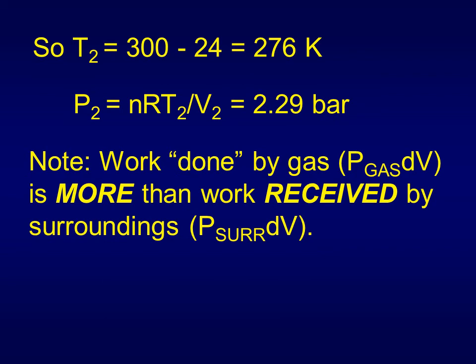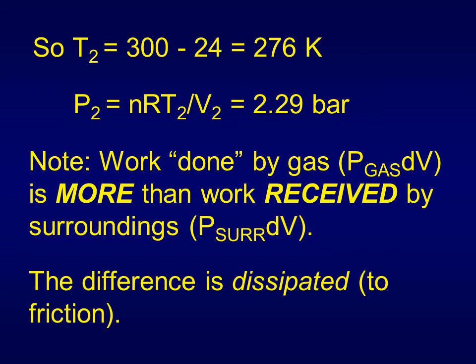against a higher pressure load than the atmosphere, then it would have done more work and the temperature would have dropped further. The difference between the work that the gas did and the work received by the surroundings is dissipated and winds up as friction, from friction with the walls of the piston, or friction just by the gas swirling around inside against itself, which winds up increasing the temperature. The temperature would have dropped further had there been a larger load against the piston.